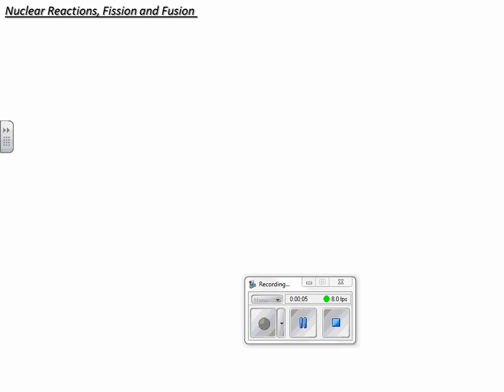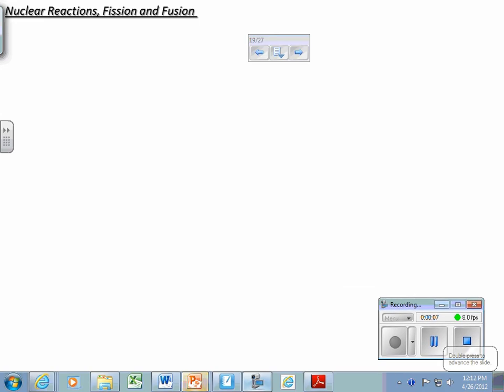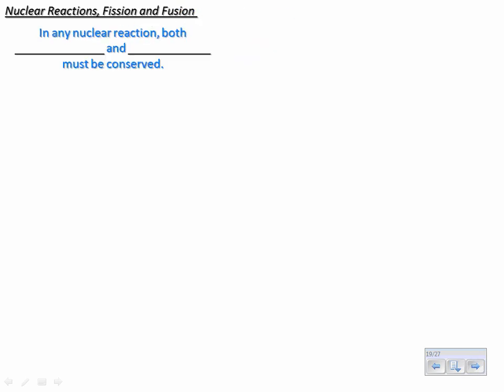Getting near the end. So this really builds off of, well, a little bit at least, what we talked about with radioactivity, which is a spontaneous event in which a heavier nucleus breaks up into smaller stuff. Well, in this case, we're just going to talk in general about any nuclear reaction. The big deal is that you have to conserve both charge and mass.